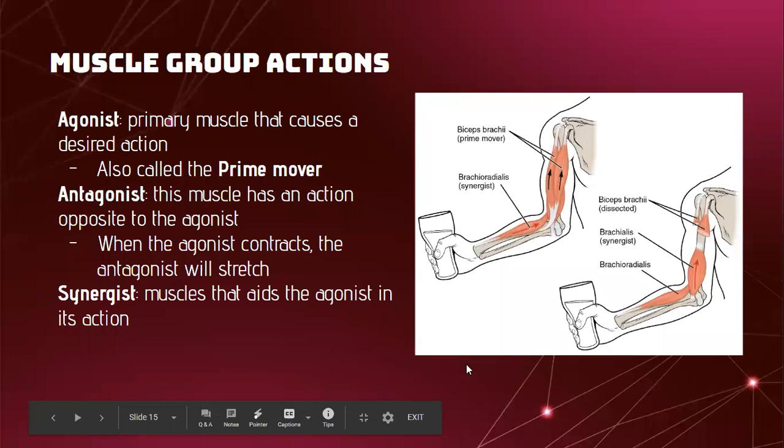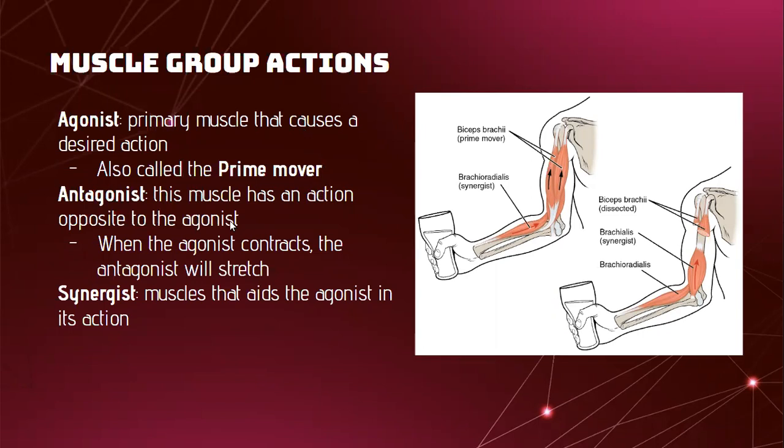So these are muscle group actions. There's something called an agonist, which is the primary muscle that causes a desired action. It's also called the prime mover because it's the main muscle causing your action. If you want to raise your hand, a specific muscle will move most of your hand for you. That's the prime mover.